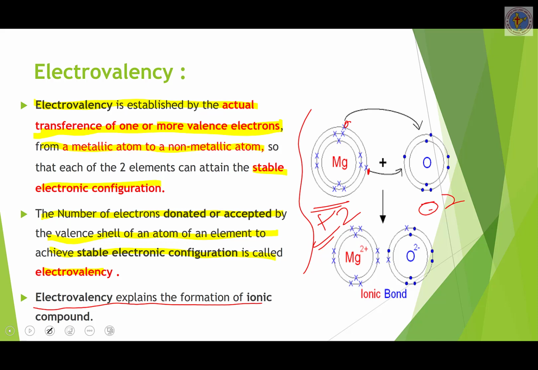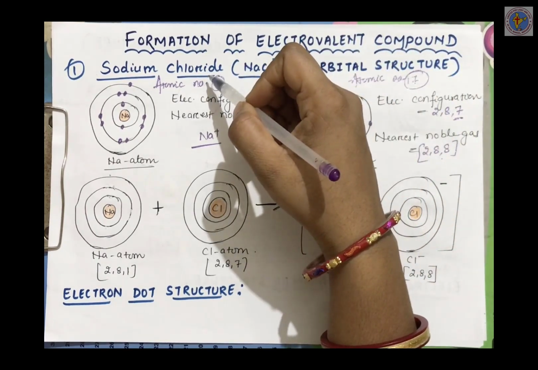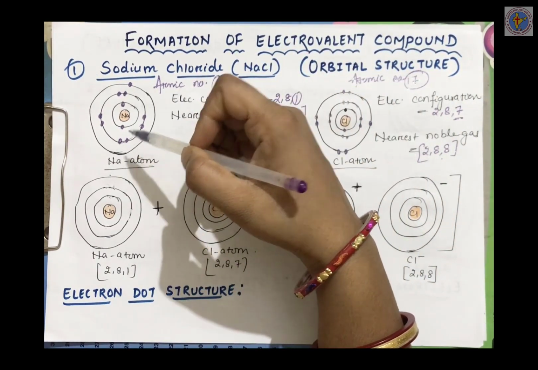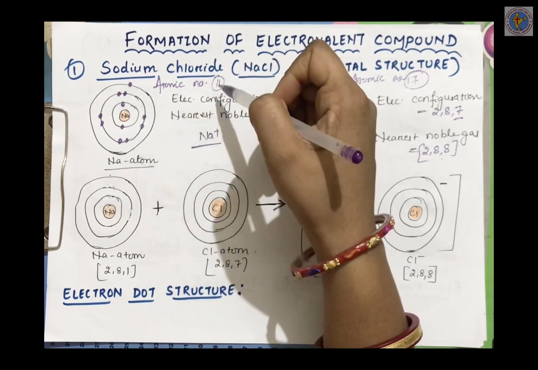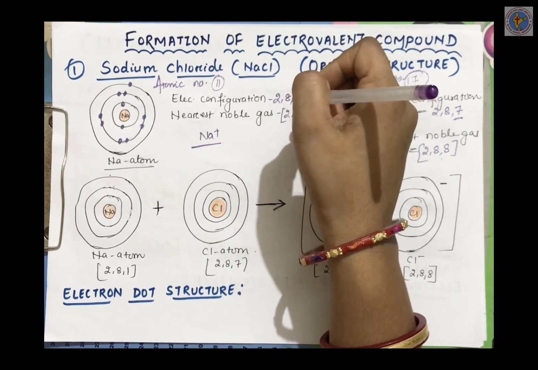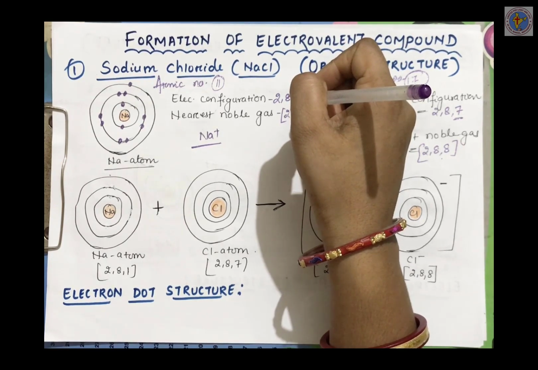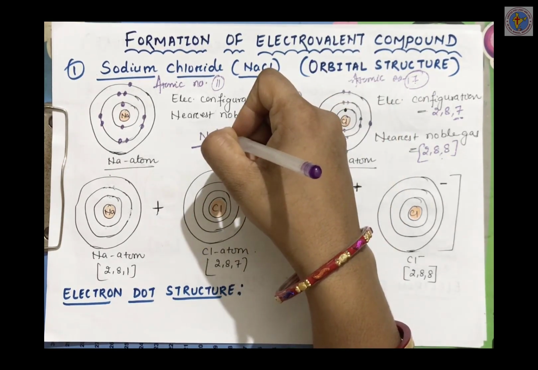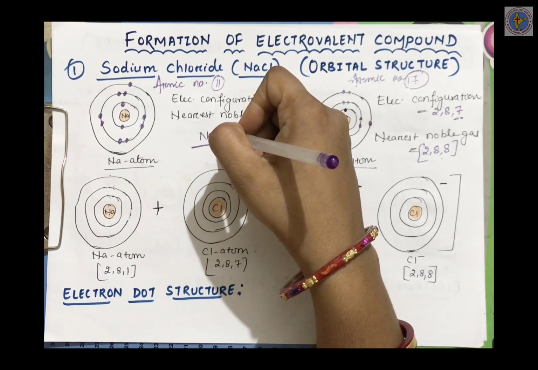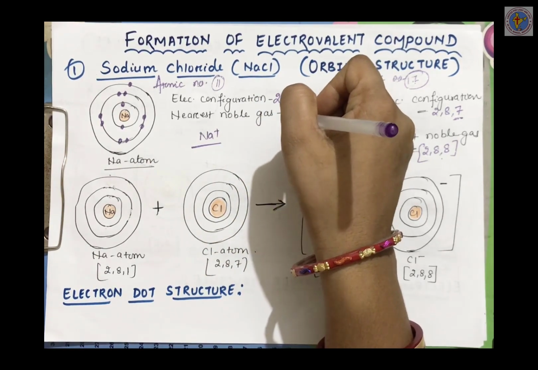Now let us learn the formation of different electrovalent compounds, starting with the formation of sodium chloride. Here you can see a sodium atom. Children, what is the atomic number of sodium? It is 11. Now how can we write the electronic configuration of sodium? It is 2, 8, 1. That means sodium needs to lose one electron in order to attain the stable electronic configuration. After losing one electron, it will become a sodium ion, that is Na+. Plus means cation. Cations are mainly formed by losing electrons. After losing one electron, the electronic configuration will be 2, 8.